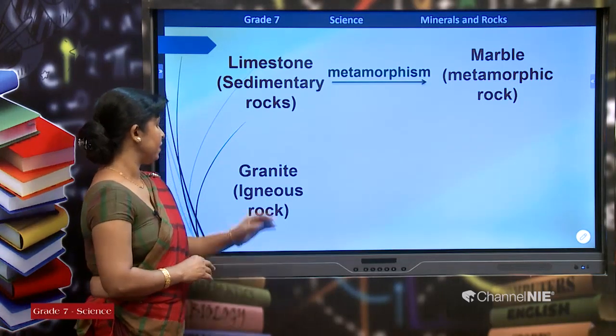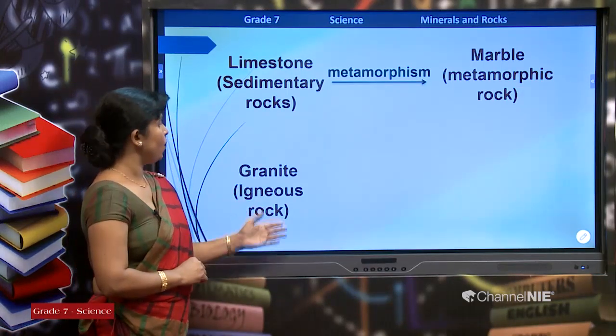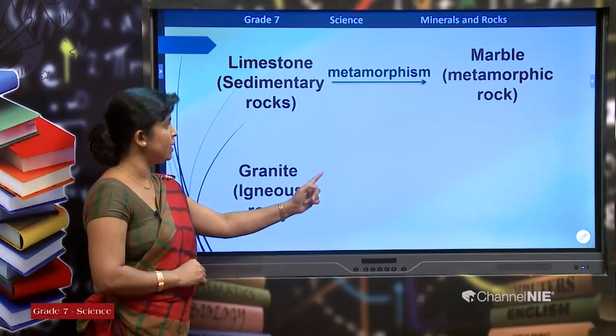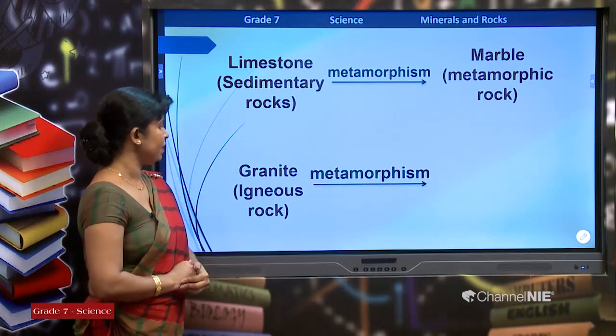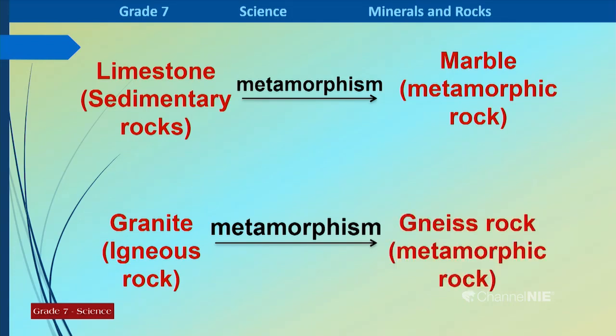Granite. Now, we already know that granite is an igneous rock. Then let us see what has happened to granite after the metamorphism. Gneiss rock. It has become gneiss rock. Gneiss rock is a kind of metamorphic rock. Then I have given you two examples for metamorphic rocks on the screen. The first one is marble and the second one is gneiss rock, right.